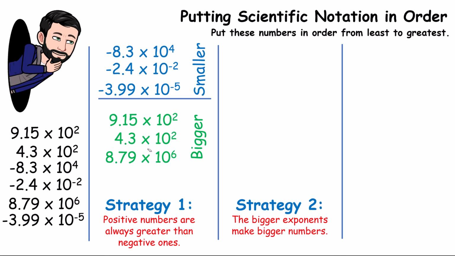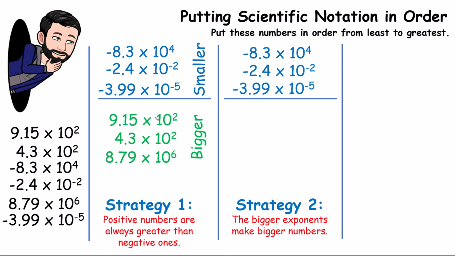I'm then going to use strategy number 2. The bigger exponents make bigger numbers. Remember, when I'm dealing with negatives, the bigger the exponent is, the bigger this scientific notation number is, the farther below 0 it is. That means that since 10 to the 4th is my largest number, or the farthest move in the negative direction, it is going to be my smallest value. Going in order then, my next would be my -2, and my next would be my -5. Notice these exponents are starting big, and they're counting down.